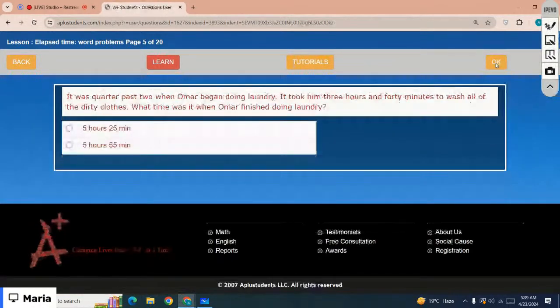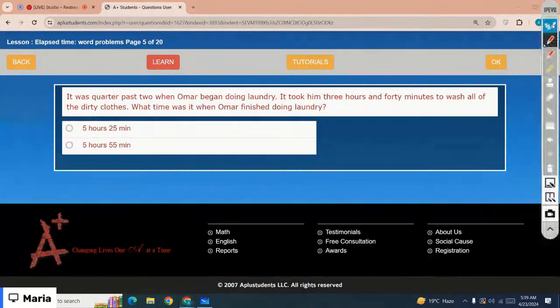It was a quarter past 2 when Umar began doing laundry. It took him 3 hours and 45 minutes to wash all the dirty clothes. What time was it when Umar finished doing laundry? Okay, so it was quarter past 2, 2:15, right? When Umar began the laundry, it took him 3 hours and 45 minutes. So just add 3 hours and 45 minutes, right?